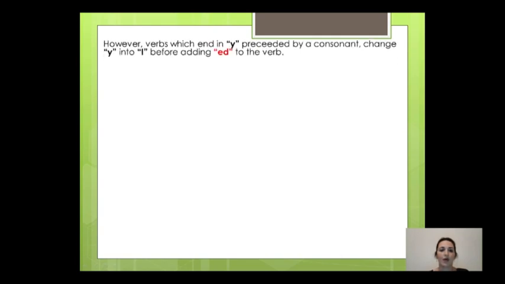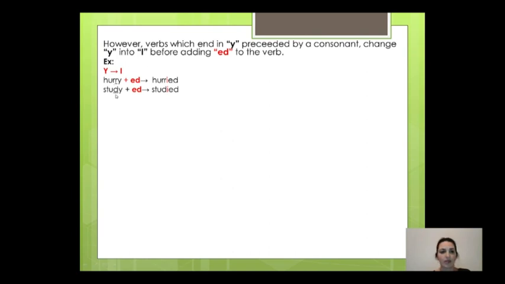Okay, let's move on. However, verbs which end in y preceded by a consonant change y into i before adding ed to the verb. What does that mean? For example, this verb here, hurry, ends in y. You can see the consonant preceding it. So we have to make some changes now. We have to change y into i, and then we add the suffix ed, thus getting hurried.